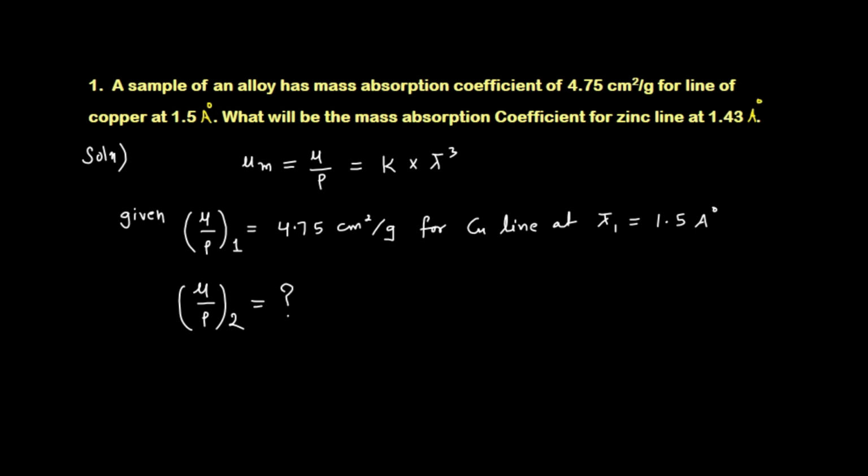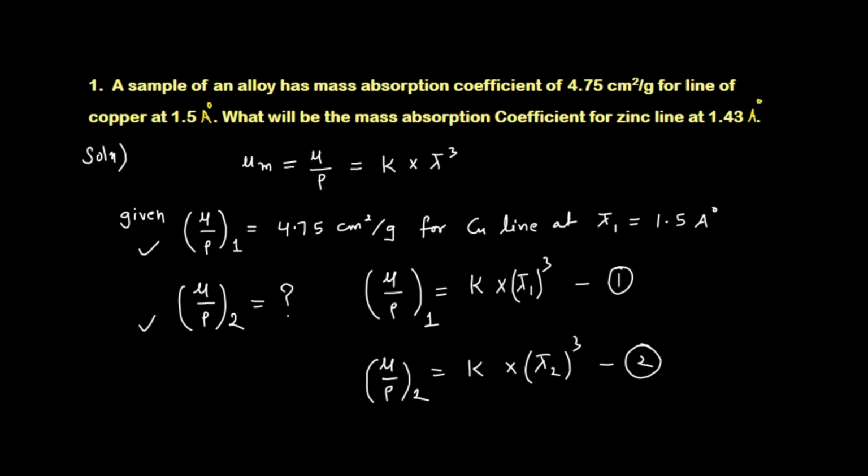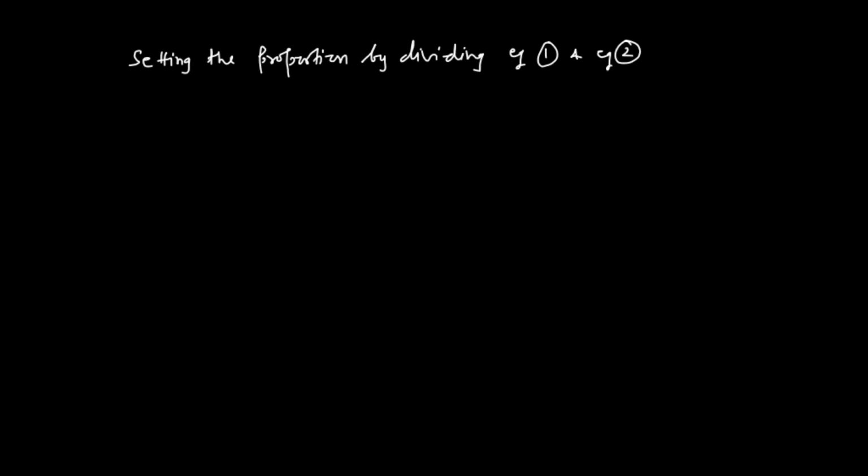For this, we can make two different equations. The first equation is here, and for mu by rho we have formulated two different equations. We can set the proportion. So here I am setting the proportion, or you can divide 2 by 1 as well.